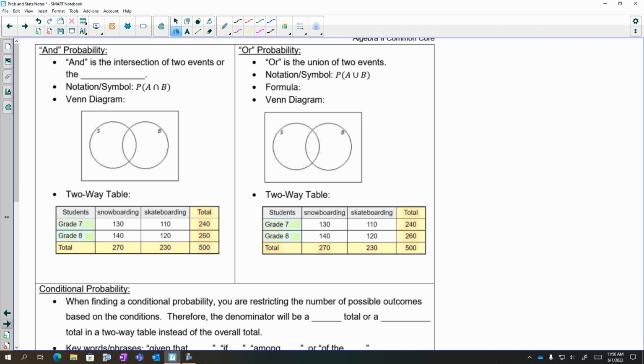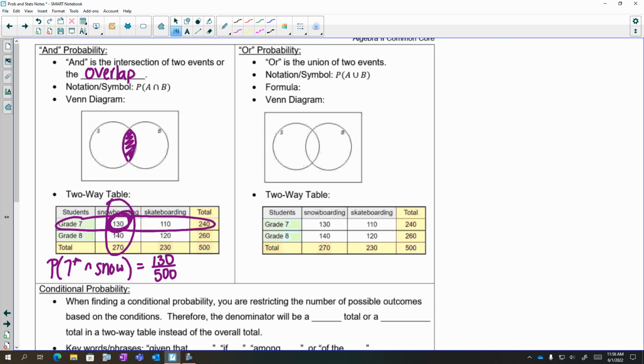Let's talk about AND and OR. So AND is your overlap or your intersection, and the notation is written for you there. It's an upside down U. In a Venn diagram, your overlap is that middle piece where the sections overlap. In a two-way table, it's where the two things overlap each other if you were to highlight them. So for example, if I wanted the probability of 7th grade and snowboarding, here's my 7th grade, here's my snowboarding. This piece here is my probability. That is my overlap.